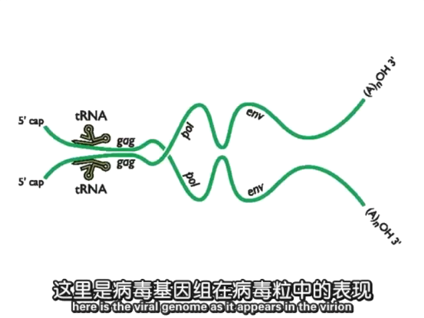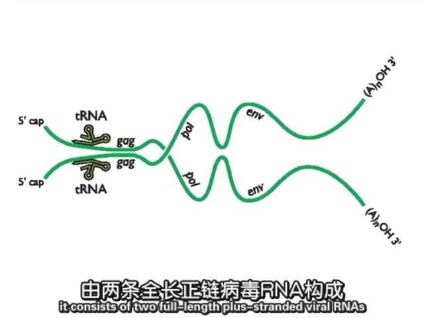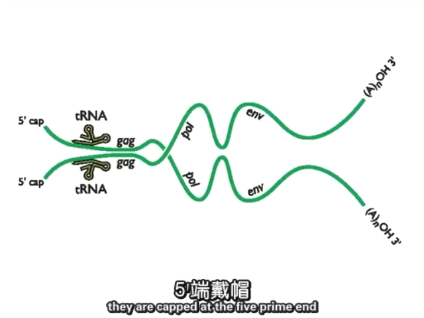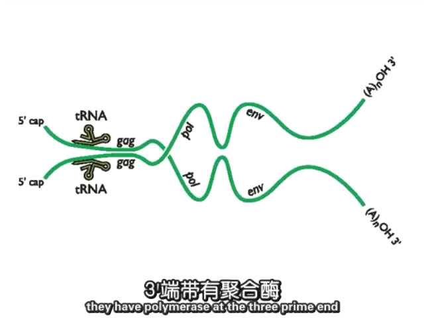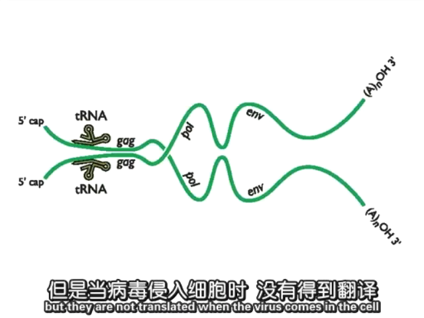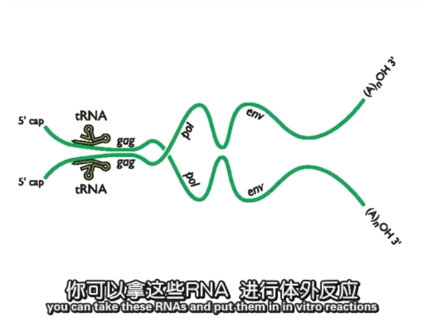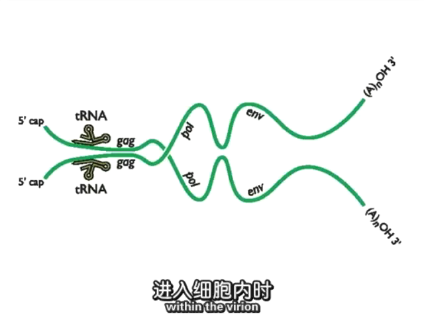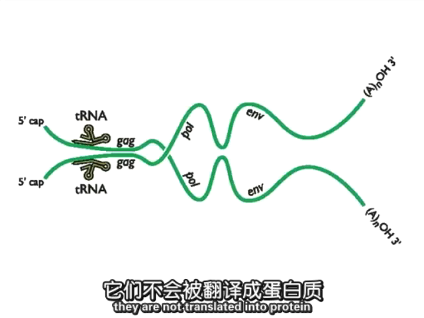Here's the viral genome as it appears in the virion. It consists of two full-length plus-stranded viral RNAs. These are messenger RNAs. They're capped at the 5' end. They have poly A at the 3' end, but they're not translated when the virus comes in the cell. They could be. You can take these RNAs and put them in in vitro reactions. They will be translated, but as they come into the cell within the virion, they are not translated into protein.